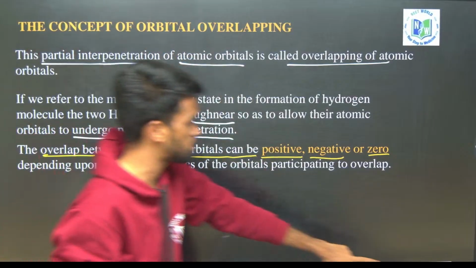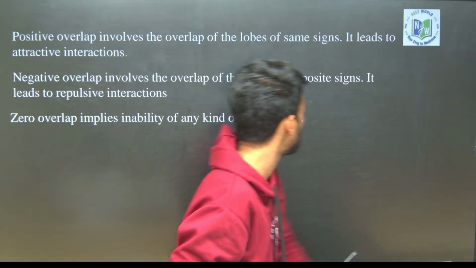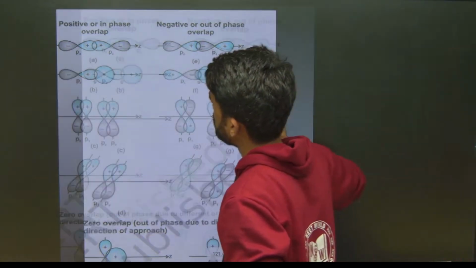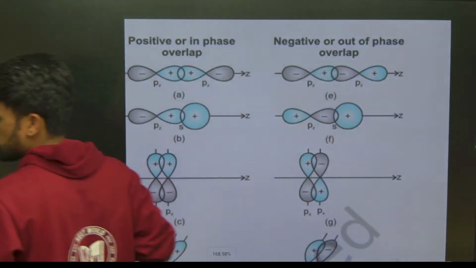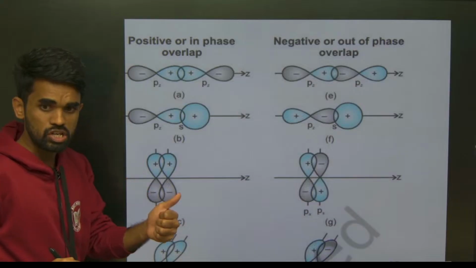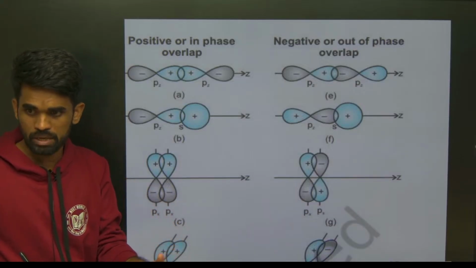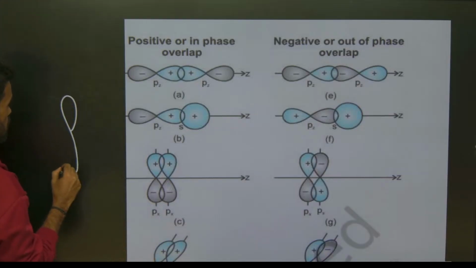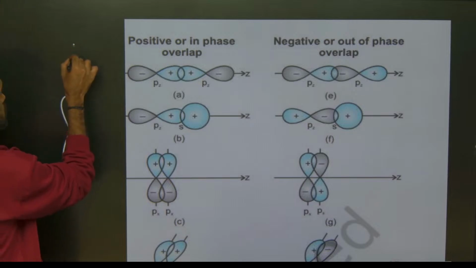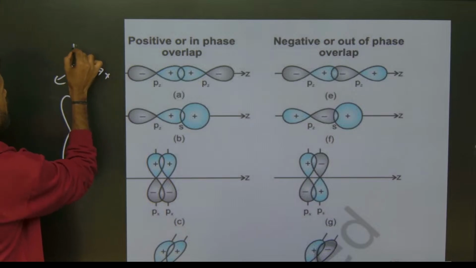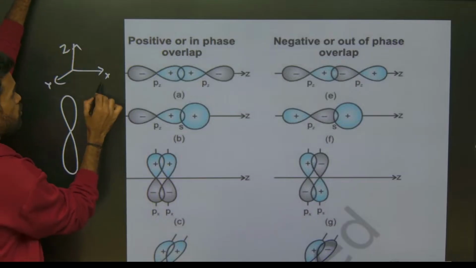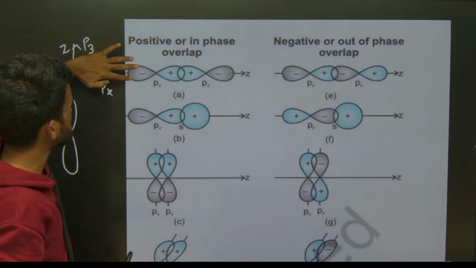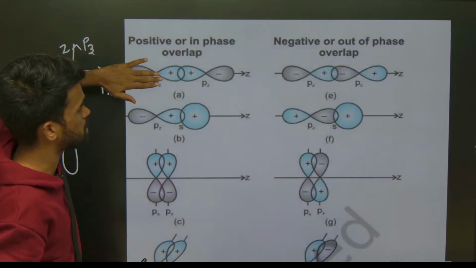So what do we mean by positive, negative and zero overlap? Let's understand it better by looking at this pictorial representation. See, we not only have the s orbital, we also have p, d, f orbitals. Now look here. We have the p orbital with a dumbbell shape like this. We have x axis, y axis, z axis, so we have px, py and pz. Let us say I am taking something along the px axis or pz axis, whatever you want.